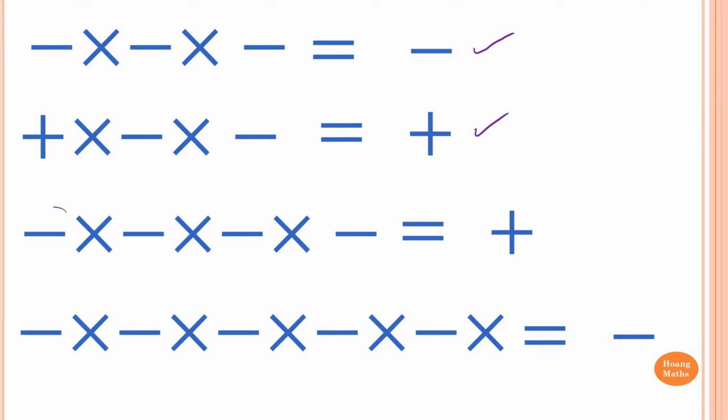And we have 1, 2, 3, 4, which is even negatives times together, we have a positive. And then we have 1, 2, 3, 4, 5, which is odd negatives. So times together, we get a negative. So in general, if we have odd negatives times together, we result in a negative. And if even negatives times together, we result in a positive.